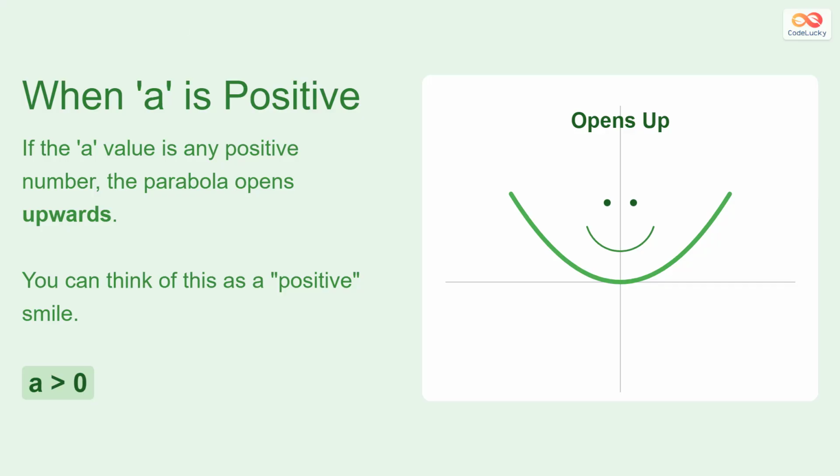When the a value is positive, so any number greater than 0, the parabola will open upwards. A simple way to remember this is to think of it as a positive smile. If a is positive, the parabola smiles upwards.